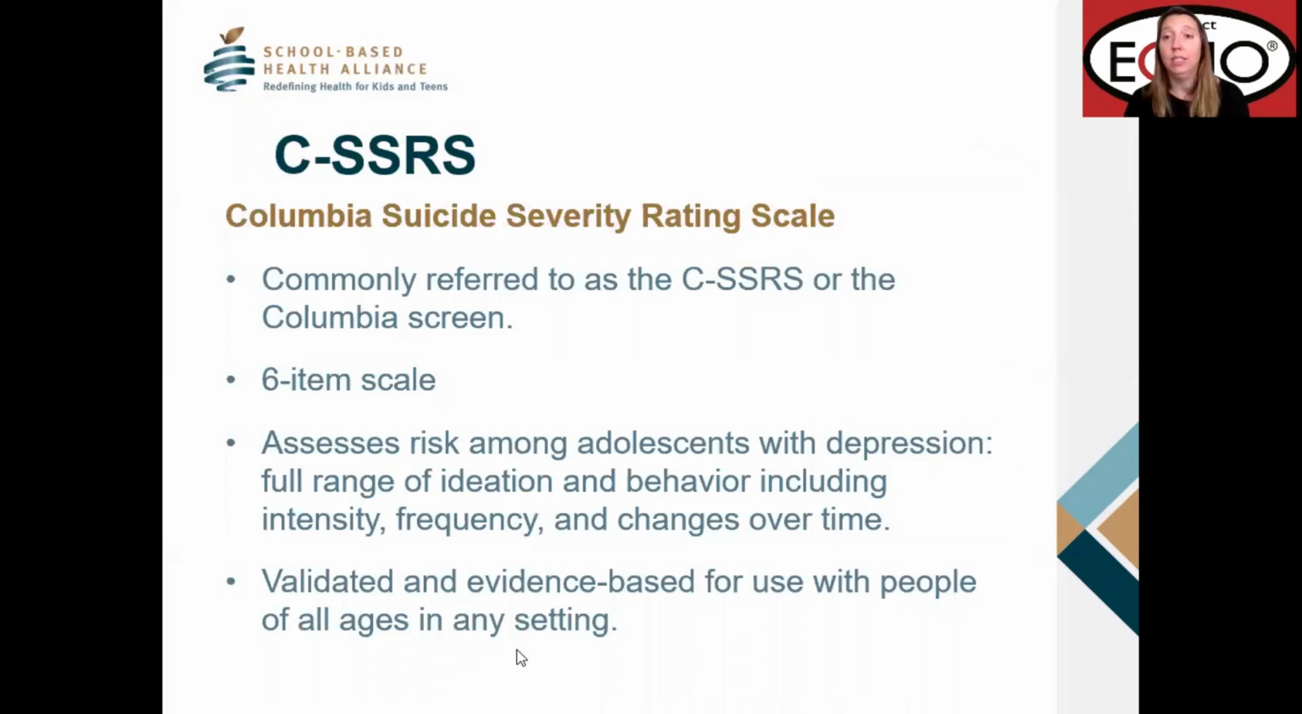So the Columbia Suicide Severity Rating Scale, commonly referred to as the C-SSRS, or the Columbia Screen, is a 6-item scale originally developed to assess risk among adolescents with depression. And so the tool assesses for the full range of ideation and behavior, including intensity, frequency, and changes over time. Various versions are available that assess for lifetime and recent behavior, as well as initial visits versus since the last visit.